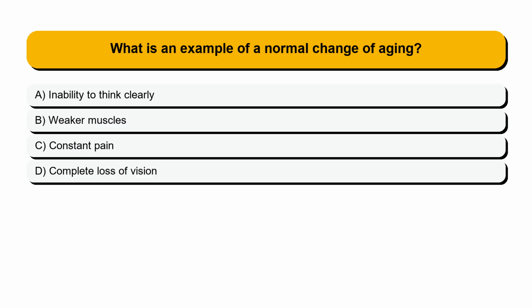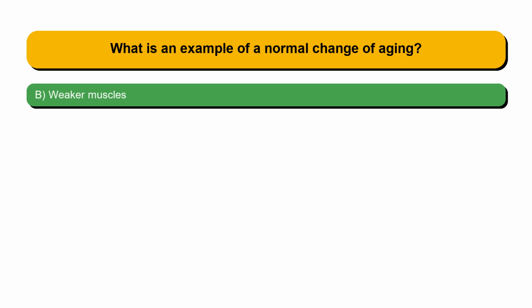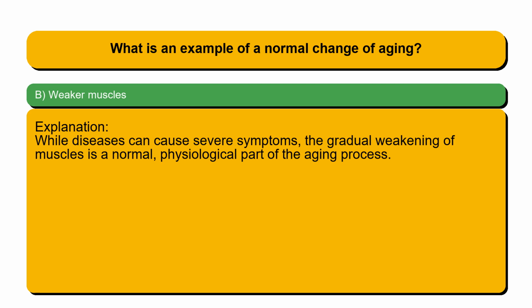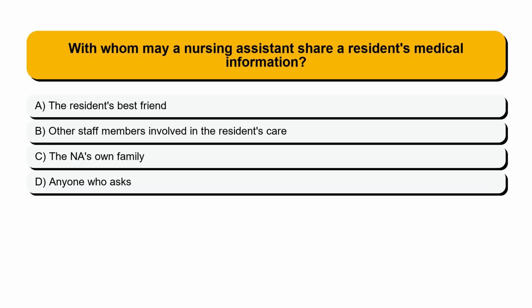Question 99. What is an example of a normal change of aging? Option A. Inability to think clearly. Option B. Weaker muscles. Option C. Constant pain. Option D. A complete loss of vision. The correct answer is option B. Weaker muscles. While diseases can cause severe symptoms, the gradual weakening of muscles is a normal, physiological part of the aging process.